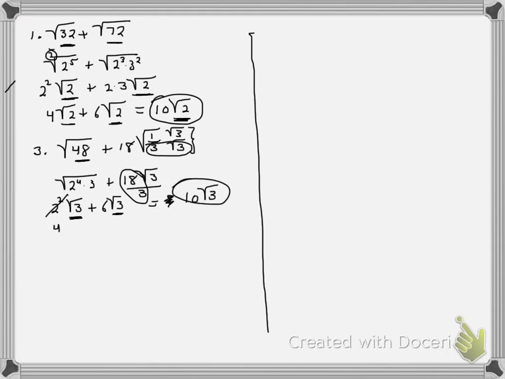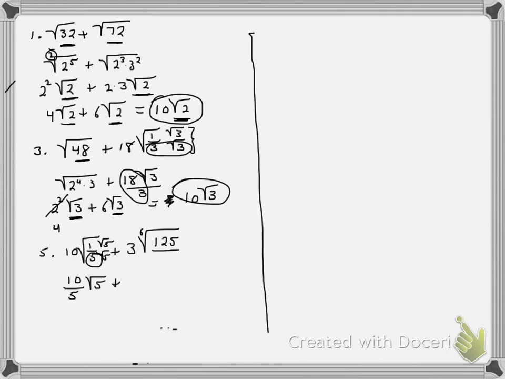Let's look at another one, number 5. So what would I do? On the left side, I have to simplify by taking that out from under the radical, multiplying by the square root of 5 over the square root of 5. So this leaves me with 10 over 5 times the square root of 5.